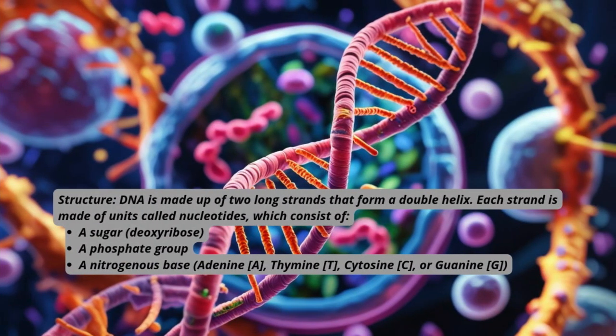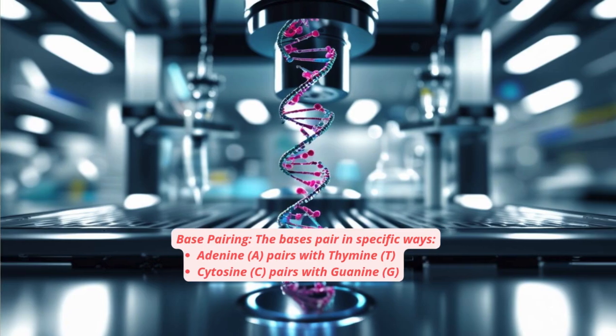Structure. DNA is made up of two long strands that form a double helix. Each strand is made of units called nucleotides, which consist of a sugar, deoxyribose, a phosphate group, and a nitrogenous base: adenine (A), thymine (T), cytosine (C), or guanine (G).